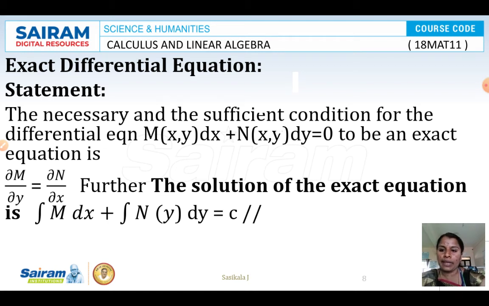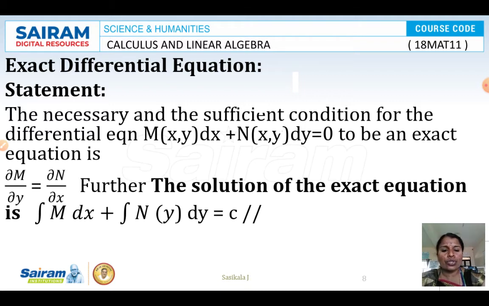Now into your main topic, which is exact differential equations. What is the statement? The necessary and sufficient condition for the differential equation M of x comma y dx plus N of x comma y dy equals 0 to be an exact equation is that dou M by dou y equals dou N by dou x.